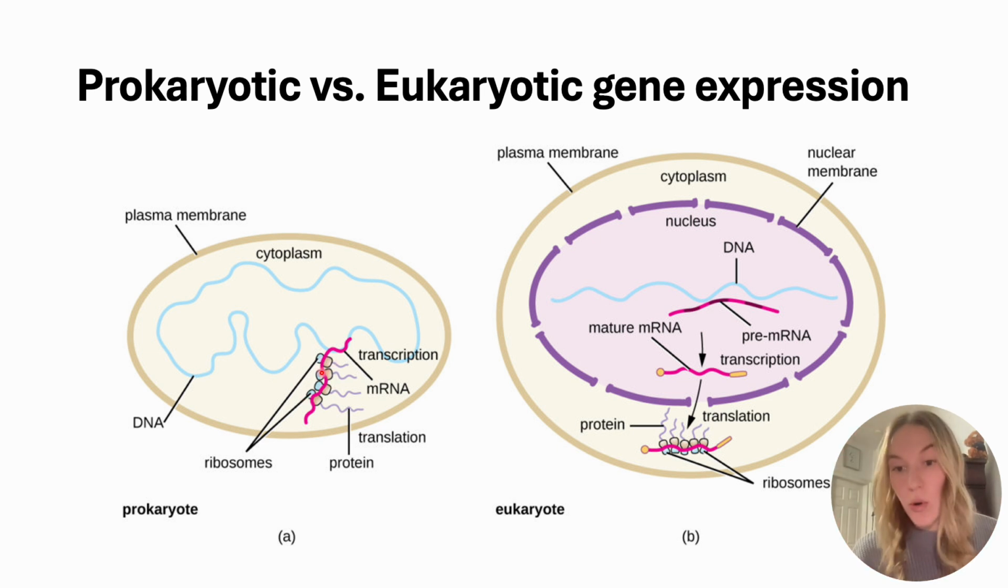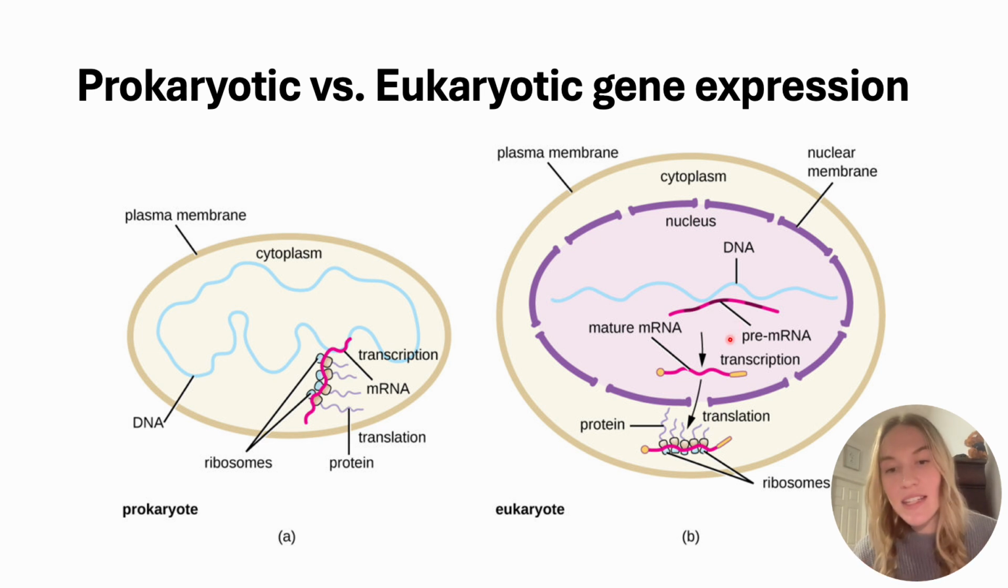And those ribosomes are going to start translating immediately, which means that there is literally not time for much processing of this RNA. So when we're talking about RNA processing and transcriptional control, it's very, very limited in prokaryotes. Whereas in eukaryotes, transcription happens in the nucleus. So we have pre-mRNA that is made directly from the DNA, but that's not a finished product.